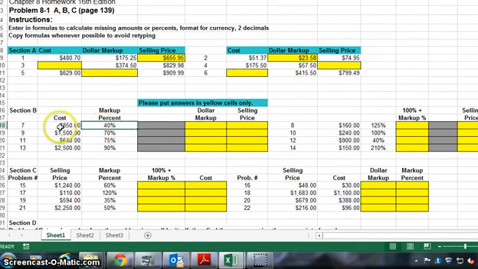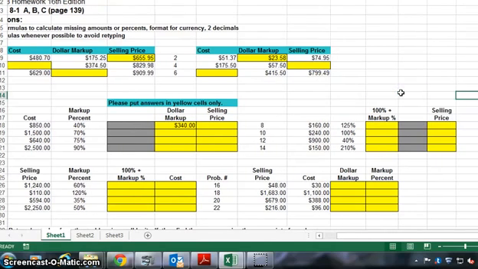So when you're dealing with a markup percent, if it's based on cost, you can get your dollar markup by taking the markup percent times the cost. And once you have dollar amounts here, for example, the cost and the dollar markup, it's just like it was up here. You're going to add the cost and the dollar markup to get the selling price. And those are all the same here.